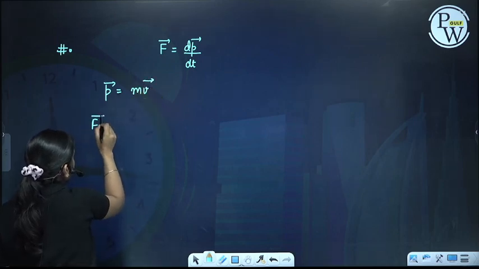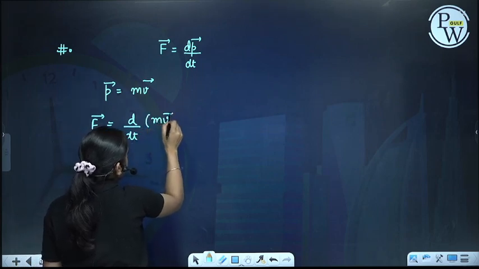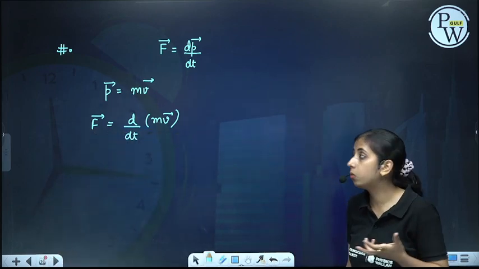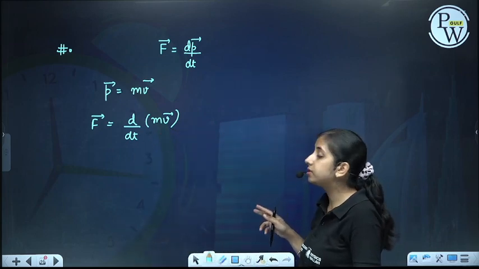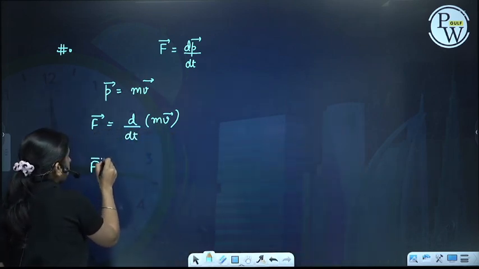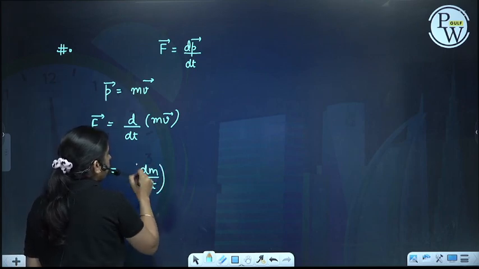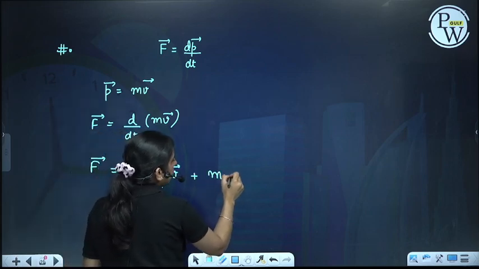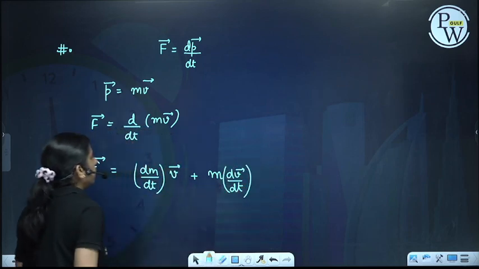So what will be my force? It will be d by dt of mv. Whenever we have a product of two quantities, how do we calculate the differentiation? First we differentiate the first quantity, so dm by dt, keeping the second quantity as it is. Then we keep the first quantity as it is and differentiate the second quantity. So this will be my differentiation.